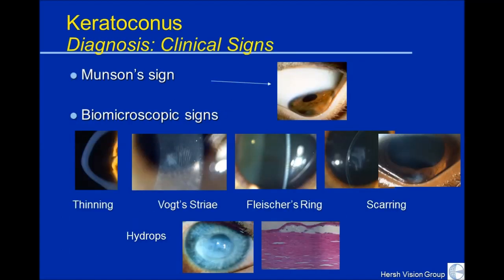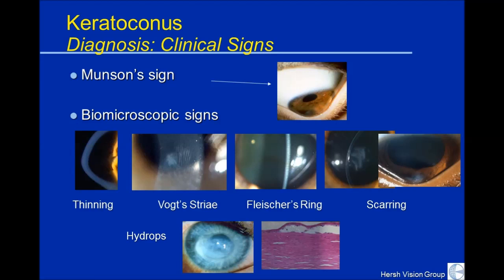Now, when we're actually looking at the cornea under the microscope, there are a number of things that we see. One, you can see Munson's sign. So that's a little bulge that one sees when you're looking down, because the cornea is bulged out a little bit in this direction. If we look under the microscope, we can see the cornea is somewhat thin. We can see the cornea has somewhat of a steeper pattern than normal.